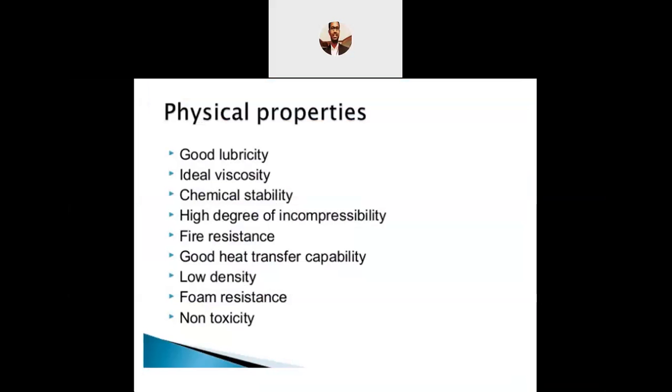Physical properties of a fluid which are required. Good lubricity, it should be a good lubricant, it should have an ideal viscosity, it should be chemically stable. Stable means it should not react with the metal surfaces of the medium. That is what we call chemical stability. Okay, high degree of incompressibility. It should be mostly incompressible. If it is compressible, obviously it cannot carry over the pressure that has been applied at one end.